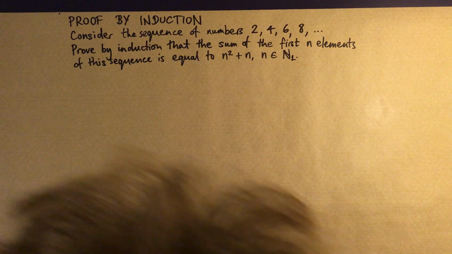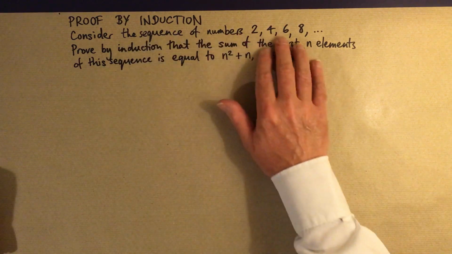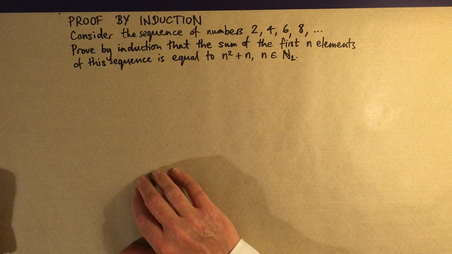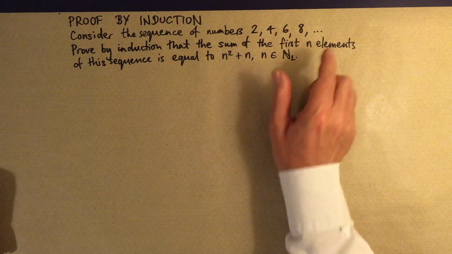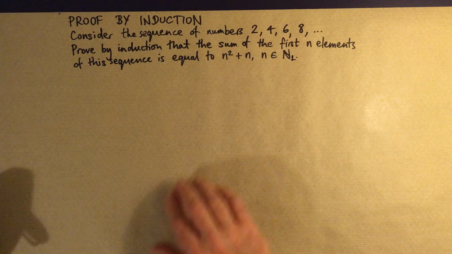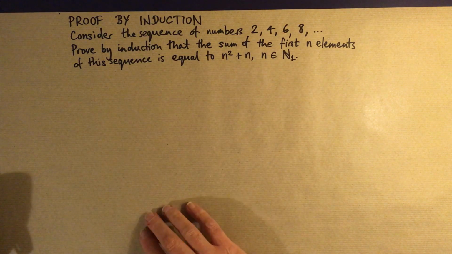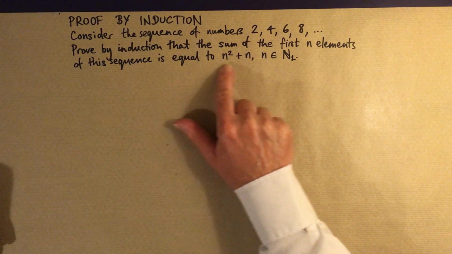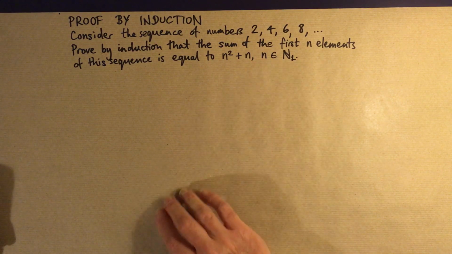So I'd like to do another proof by induction for you now. This one involving a sum over a sequence. So it's similar to the ones that we've done involving 1, 2, 3, 4, 5 and also the one involving the odd numbers. And in this example, I've decided to choose the even numbers just for a change. And I'd like to show that the sum of the first n elements of this sequence is equal to n squared plus n, where n is a member of N1.